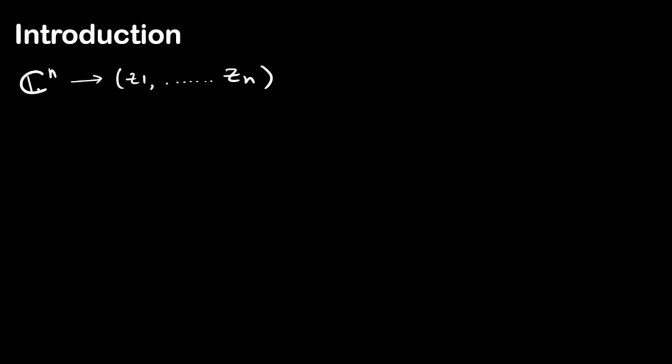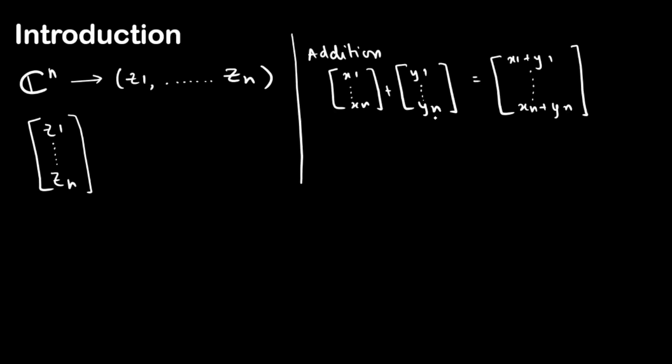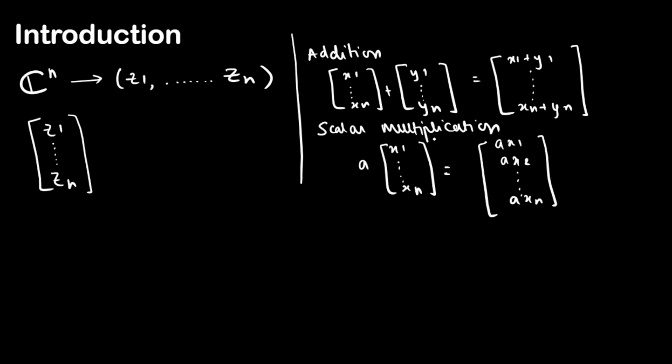The vector space we are interested in is the space of all n-tuples of complex numbers z1 to zn, represented by C^n. The elements of the vector space are called vectors and are sometimes represented in column matrix notation. We define the addition of vectors by this operation on C^n space, and we also define the scalar multiplication of vectors by a scalar a, which is a complex number, on an n-dimensional complex vector space by this operation.